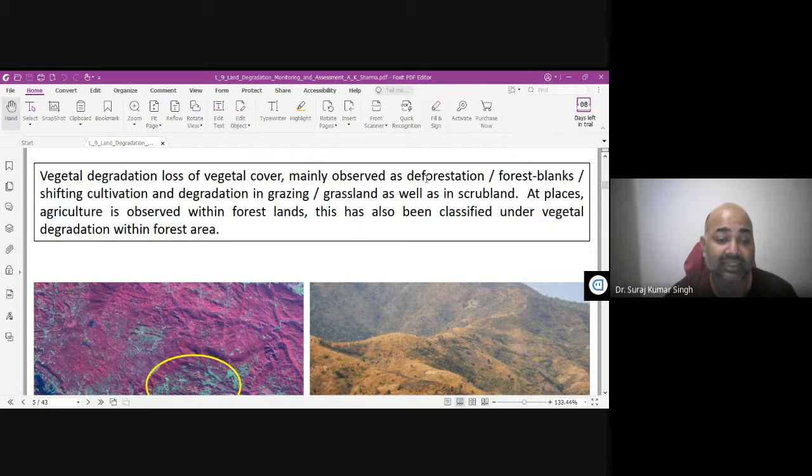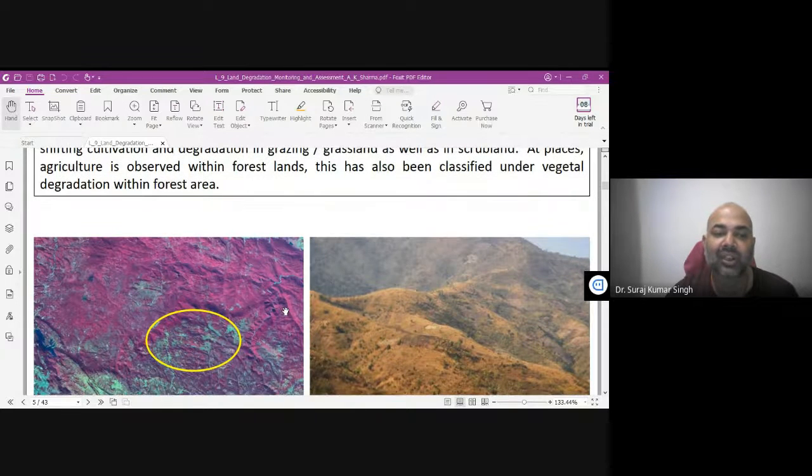Thereafter, forest land, shifting cultivation, and degradation in grazing land, grassland and scrublands. So you can see how this scrubland will be identified in satellite images, and how the same field is shown on the ground. Whenever we are talking about remote sensing, we are talking about satellite data. But the credibility of the data has to be verified by going into the field. So whenever you want to go into the field, you first have to identify the area.